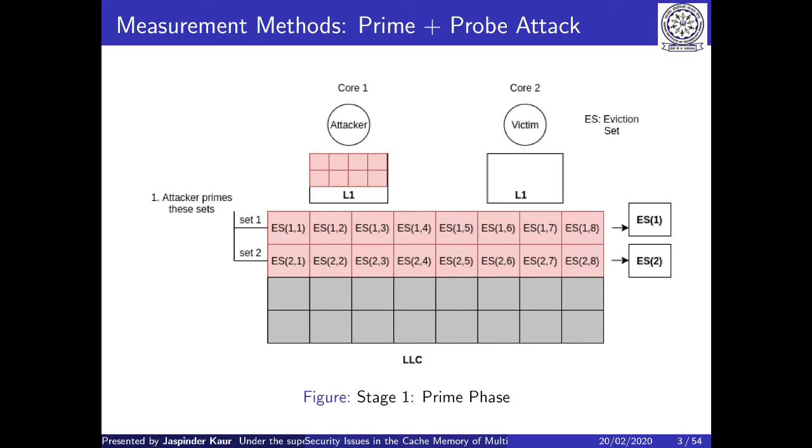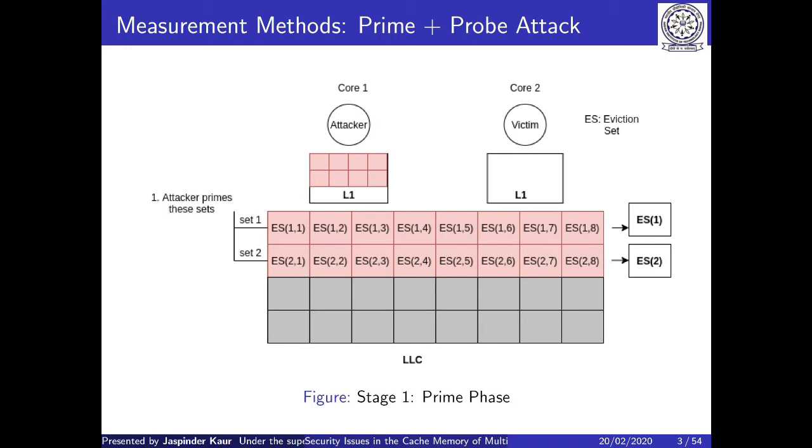In prime phase, the attacker will target set 1 and set 2, and it will request some blocks which map to these two sets. And at the end of this prime phase, all these blocks requested by the attacker will be stored in these two sets, set 1 and set 2. This is called prime phase.